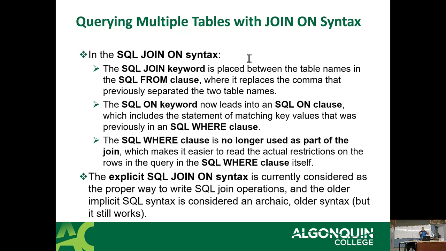So the SQL join keyword is placed between table names in the from clause. It gets rid of the comma. The on keyword is also in the from clause, and it replaces what's in the where clause. Since the where clause is no longer used as part of the join, it makes it easier to understand what's actually being used to filter the data, because the where clause has been simplified. The on clause makes it clear what's actually being connected to what. The explicit join on syntax is currently considered the proper way.